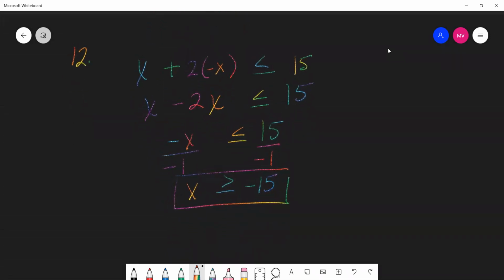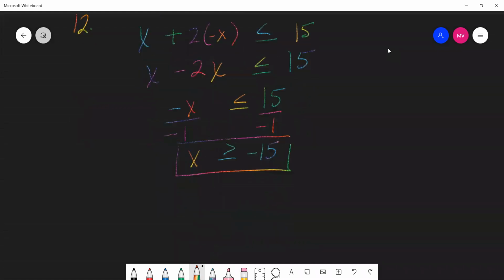All right. So yeah, because we divided by a negative 1, we must flip our inequality symbol.